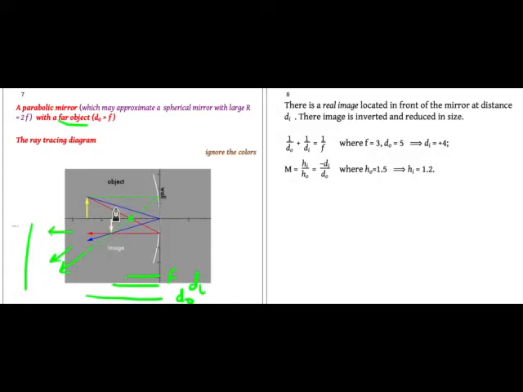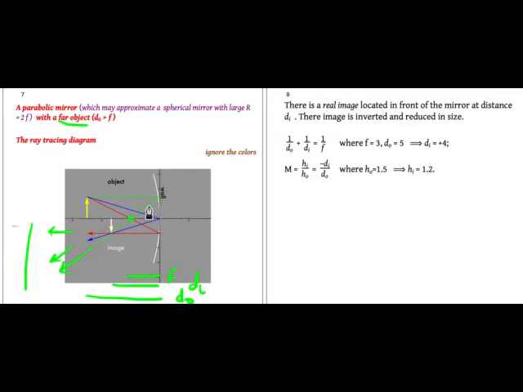This is called a real image because there really is light at this point. It's light that came from the mirror and went through that point. Came from the mirror in all different places along the mirror. So from all different points along the mirror, there's light going through that point. So there really is light at this point. So this is what's called a real image. There's a real image located in front of the mirror.